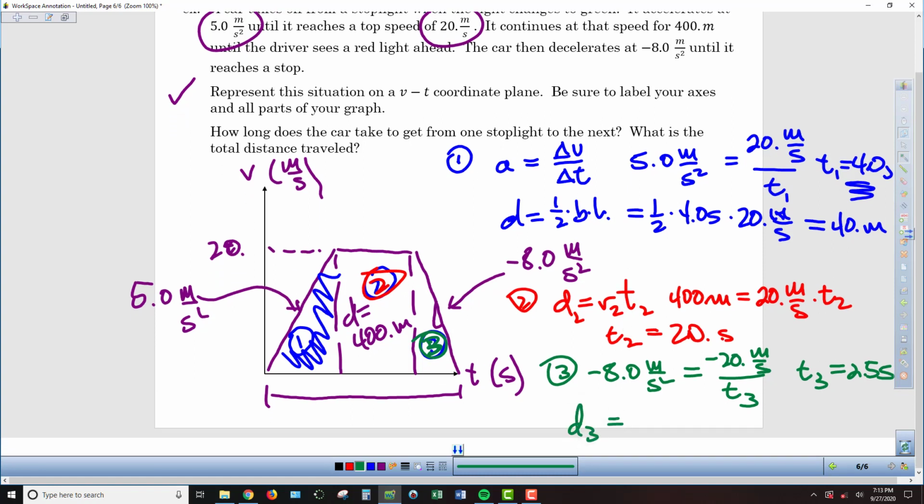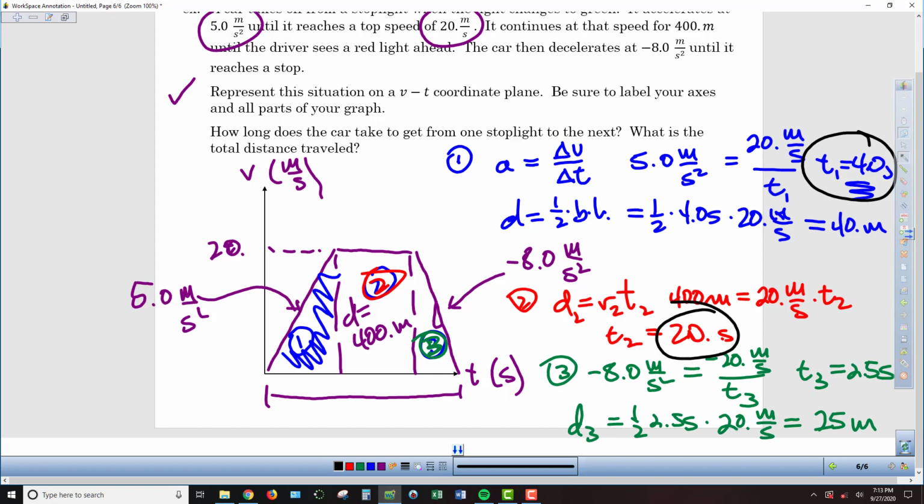And then for the distance, if we just scroll down a little bit, our distance for this third segment of the trip is going to be 1/2, again we have a triangle, times the base, which is going to be that 2.5 seconds, times the height, which again is our 20 meters per second, and so we get a total distance here of 25 meters.